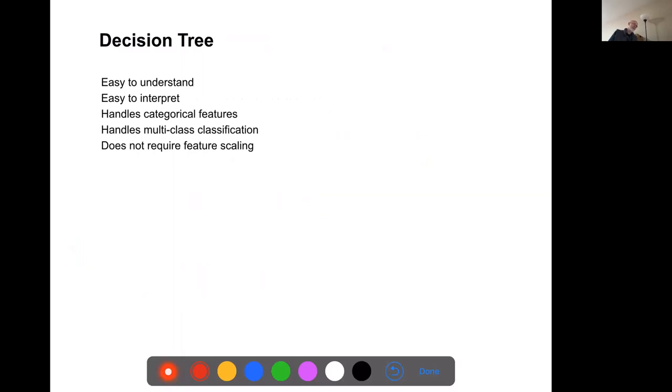So the nice things about decision trees, it's pretty easy to understand. Hopefully some of you understood my presentation about it. And it's pretty easy to interpret because you can print out the decision tree and say like, here's what it did, right? You ask this question first and you follow the tree down. You can handle categorical features. You don't have to worry about scaling features, because each one is handled differently. And they're actually pretty efficient to run.